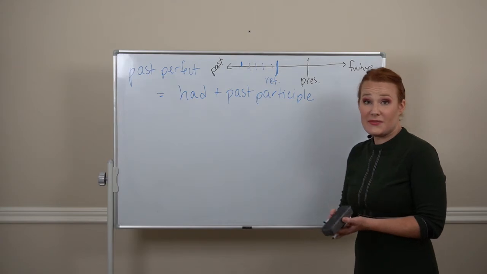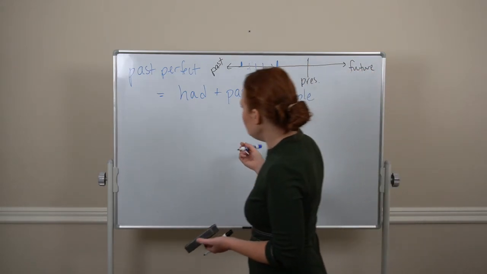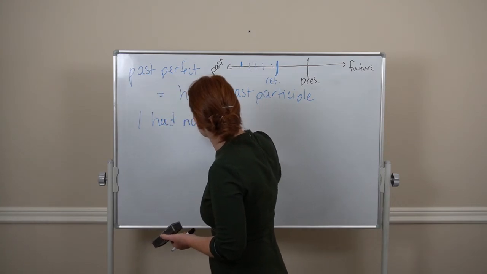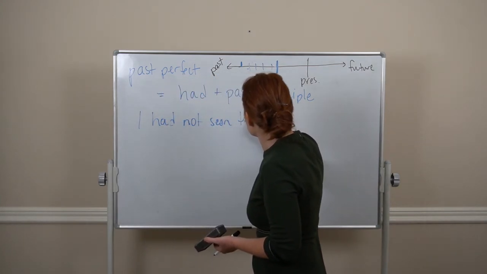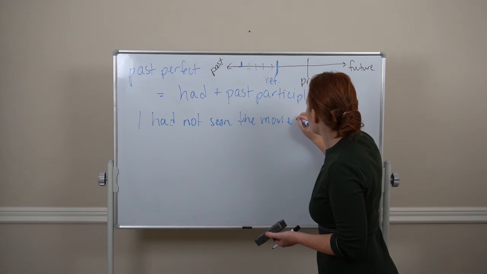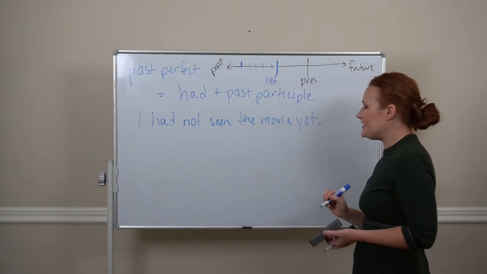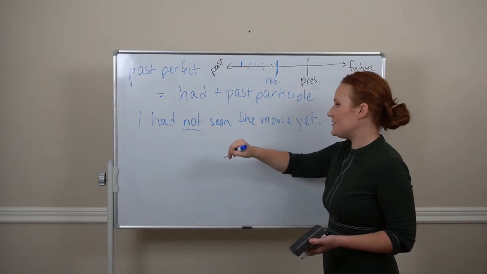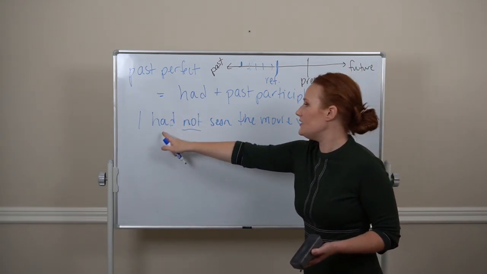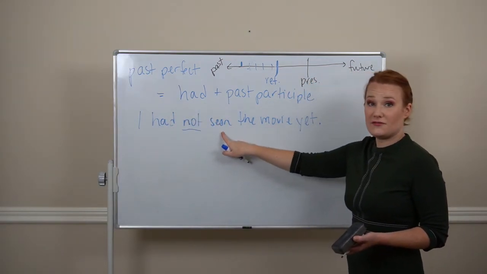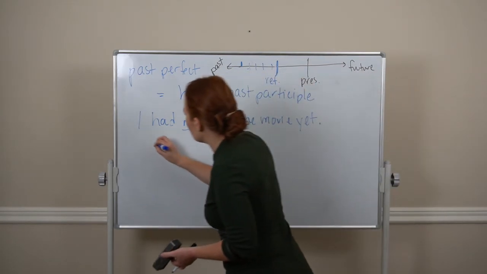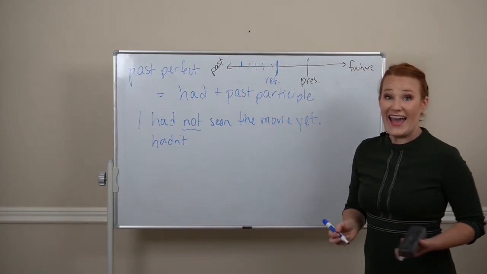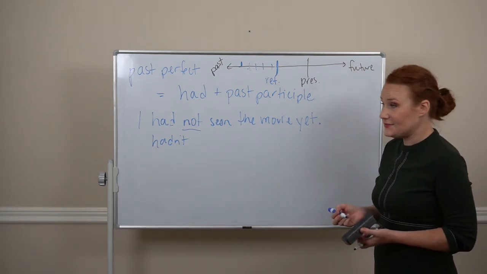So, of course, we can make a negative statement as well. I had not seen the movie yet. We add our negative word here, not between the auxiliary verb and the main verb. I had not seen, or more commonly, hadn't. I hadn't seen the movie yet.